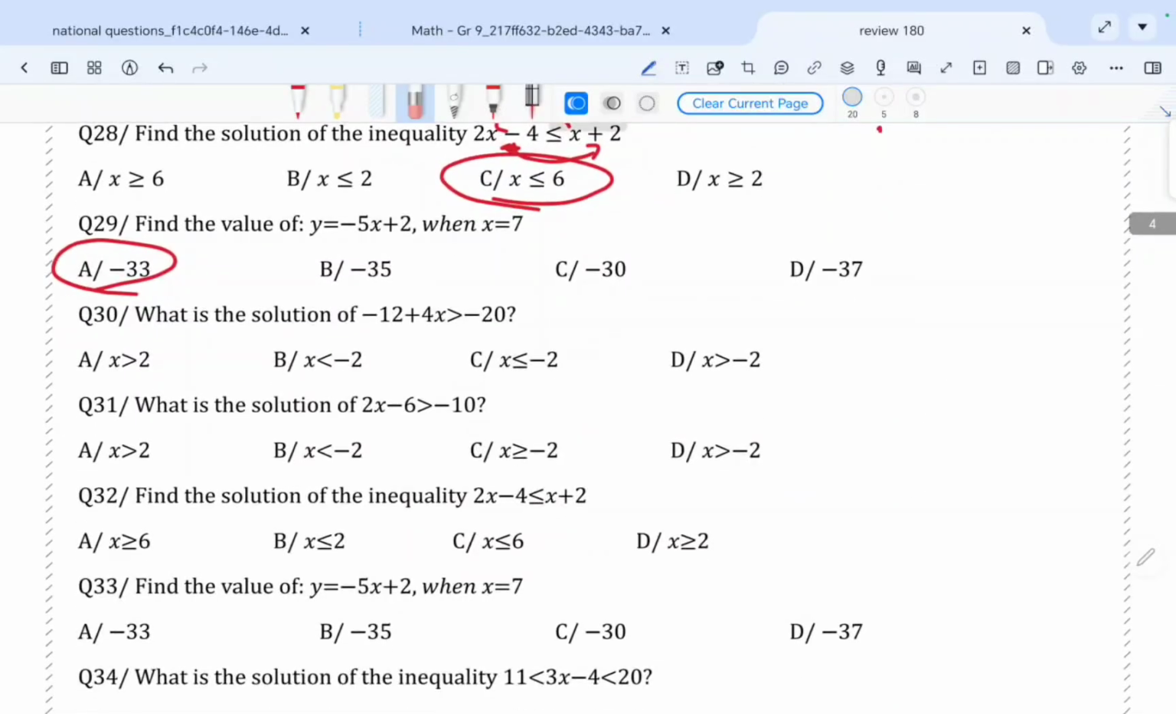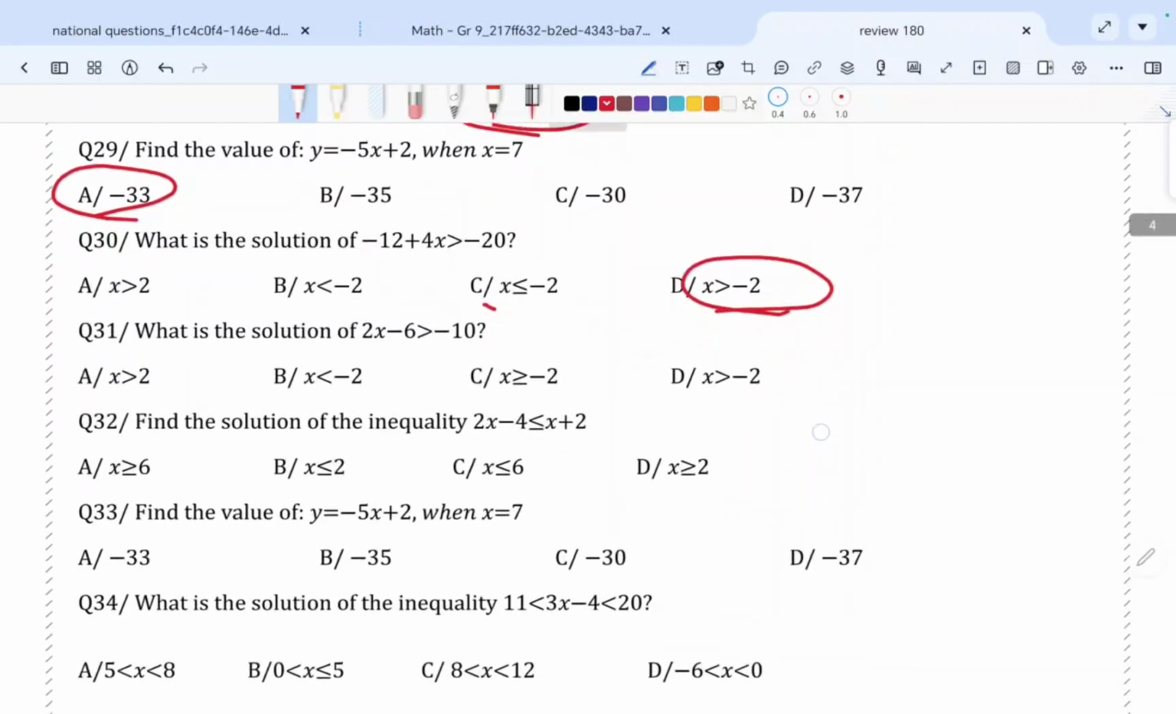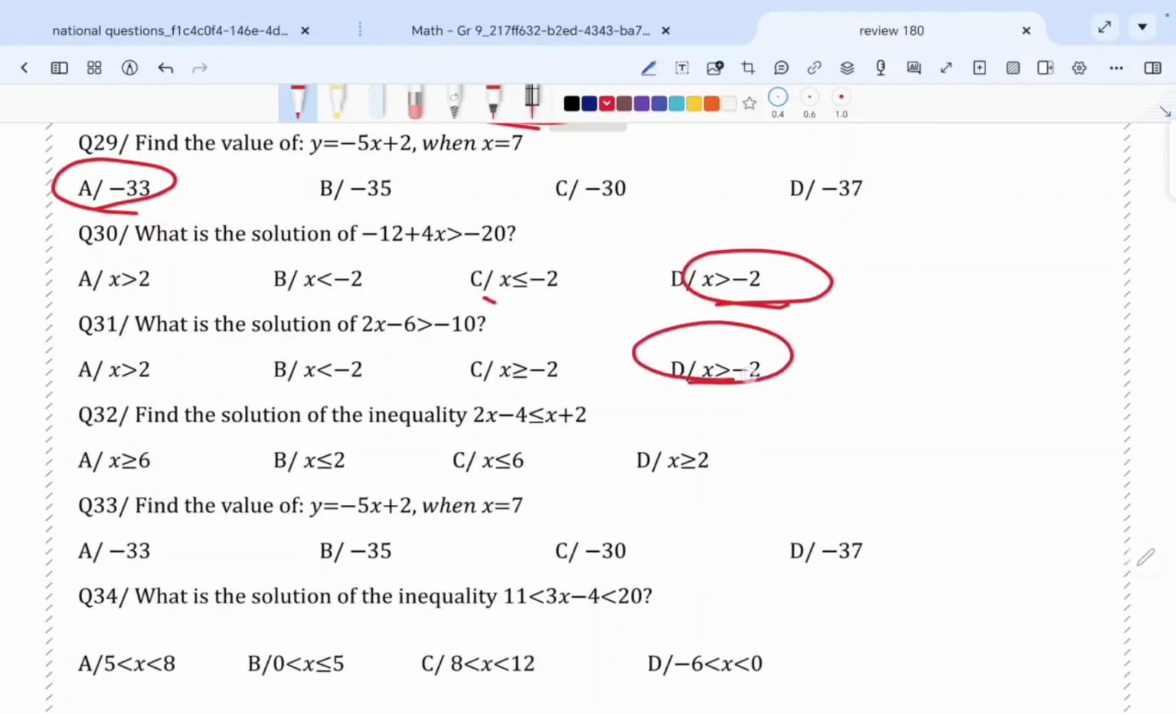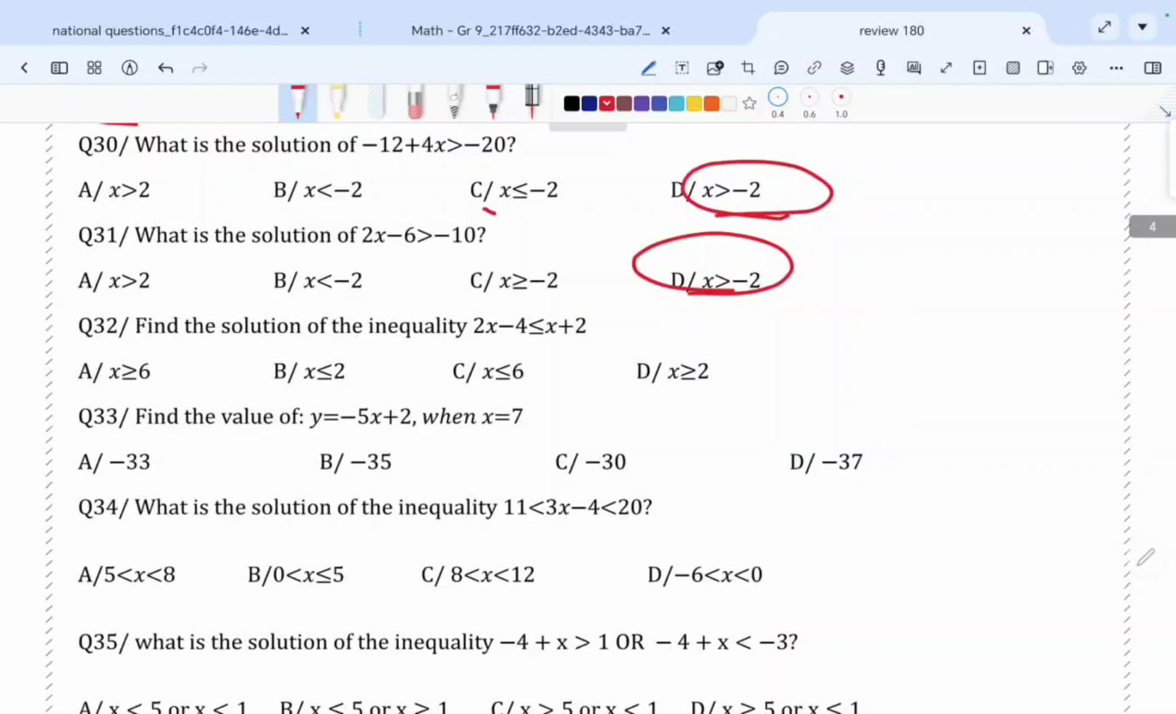Question 30, negative 12 plus 4x, is the same question as 26. So D is the correct answer. Even here is the same question. D is the correct answer.